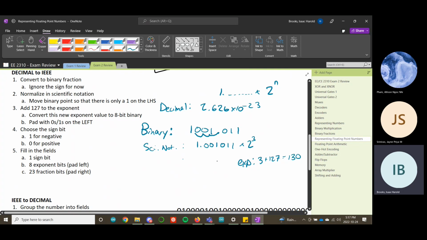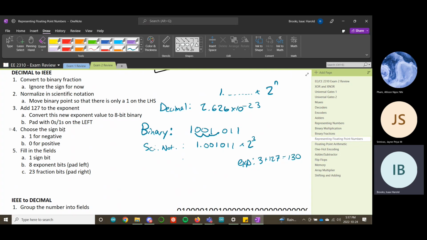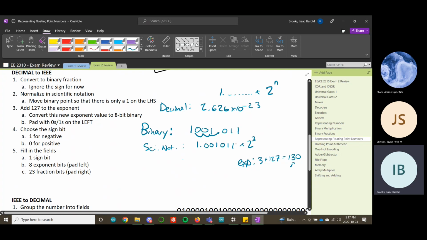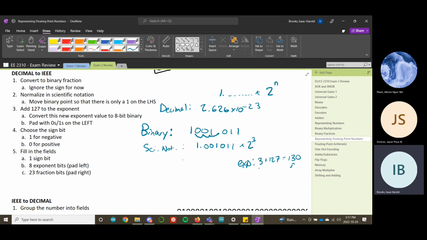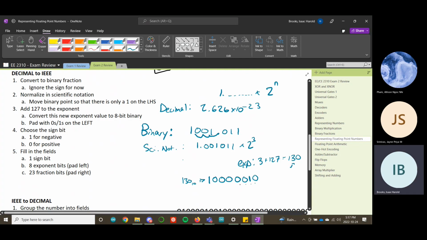That's the next step. And then you have to make sure that when we're storing this, everything's going to be in binary. So convert 130 to binary, which would be 128 plus not 64, not 32, not 16, not 8, not 4, 2, not 1. This is 130 in binary. And we need to make it 8 bits. This is 1, 2, 3, 4, 5, 6, 7, 8. So we don't need to do anything there. That's our 8-bit exponent.